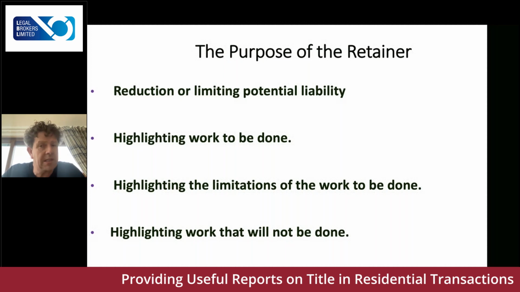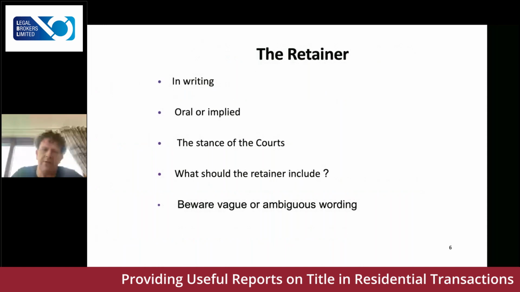Client needs to understand that it's not our role to provide advice to the client with regard to valuation issues. We might become embroiled in discussions with regard to reductions in purchase price, etc., but what that reduction is or whether a reduction is appropriate or not is not a matter for us. So highlighting work that won't be done is important in connection with the retainer, and I think that then follows through with regard to our report on title. As far as the retainer is concerned, it's important it's in writing.